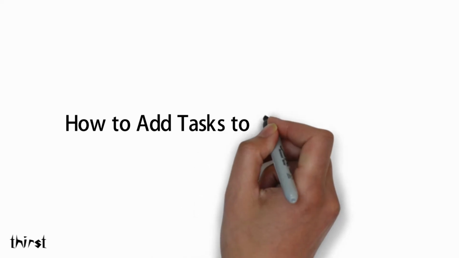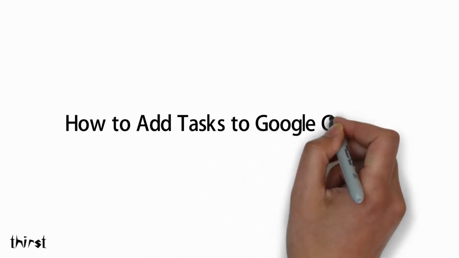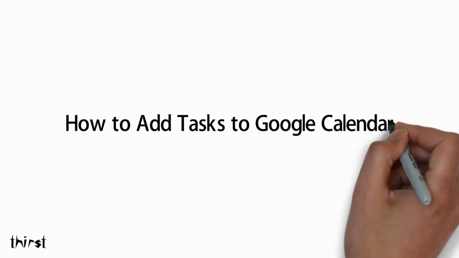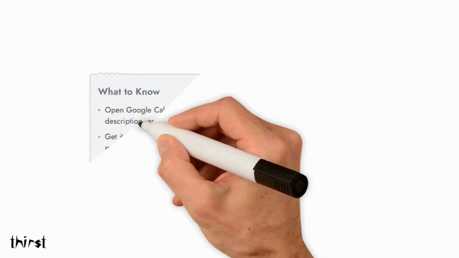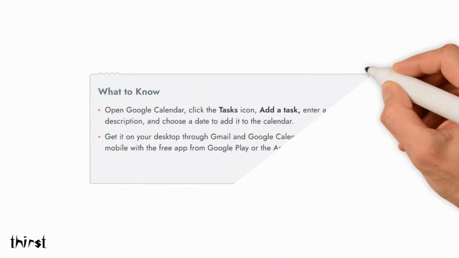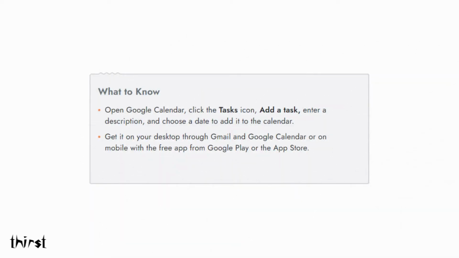Today we will learn how to add tasks to Google Calendar. Stay organized and on schedule with Google Tasks. What to know? Open Google Calendar, click the tasks icon, add a task, enter a description, and choose a date to add it to the calendar.